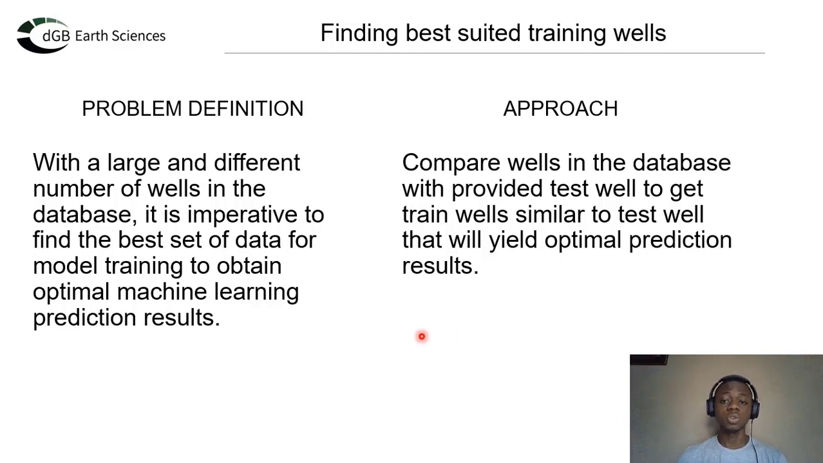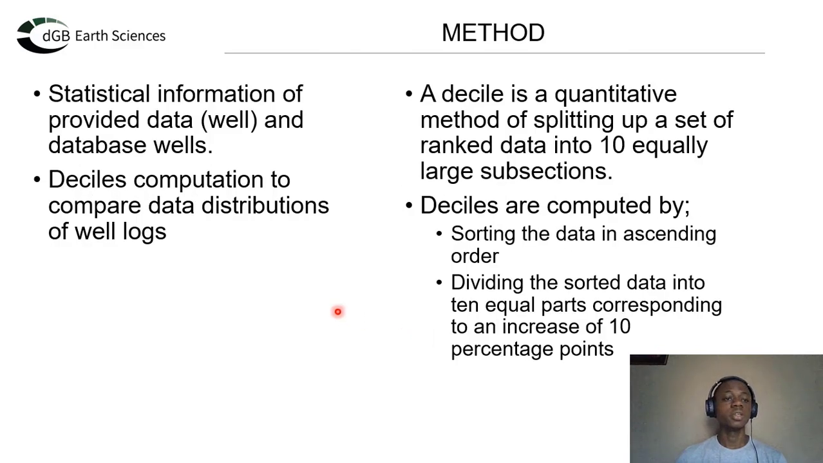So our approach includes comparing the wells in the database with the provided test well, so we can get the best subset of wells which will serve as the training wells to train the machine learning model, so we can get very good results from it. Our method includes using statistical information of the provided well and comparing it with the database wells. So we extract the statistical information of the well and the database wells. We'll be computing the deciles to compare the data distributions of the well logs.